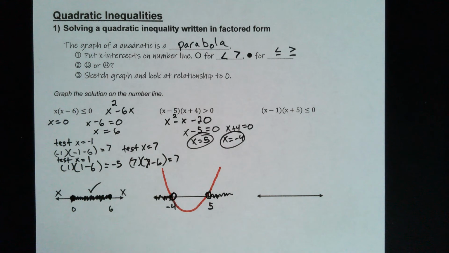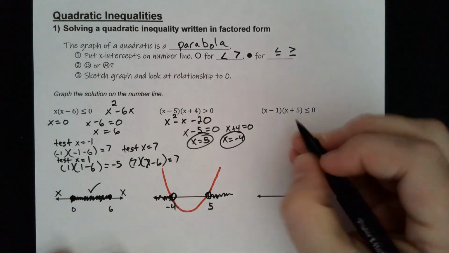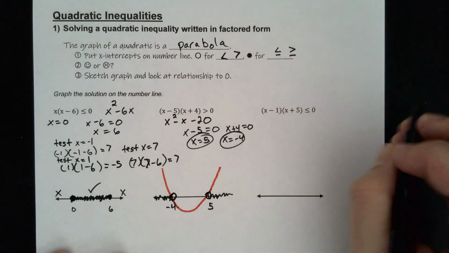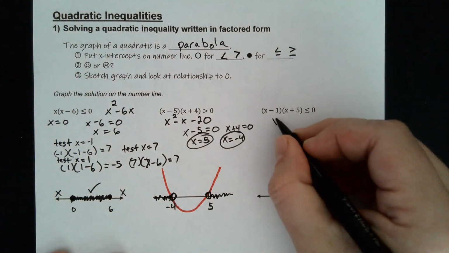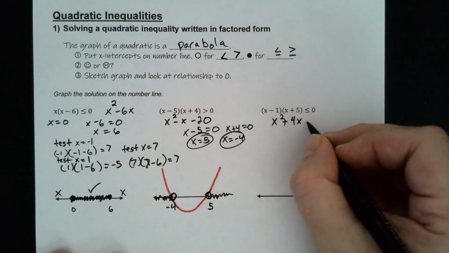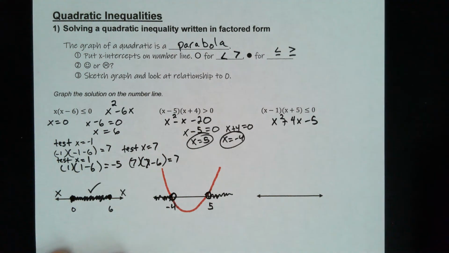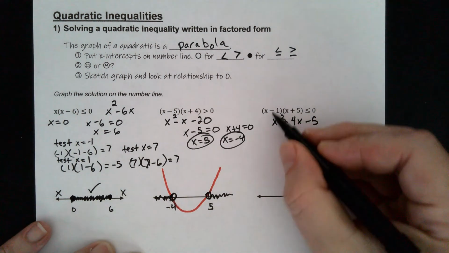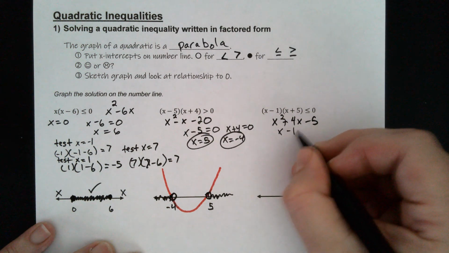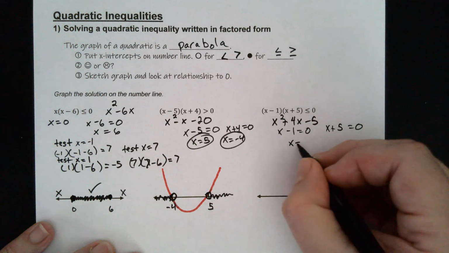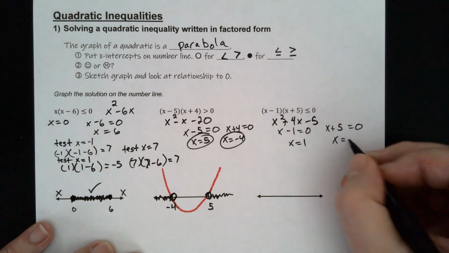Okay, let's look at that third one there. We've got x minus 1 times x plus 5 is less than or equal to 0. So if we distribute that, that'd be x squared plus 4x minus 5. So again, it's a parabola facing upward. Okay, so we set each one of these individual factors equal to 0. And that would give you x equals 1. And that gives you x equals negative 5.